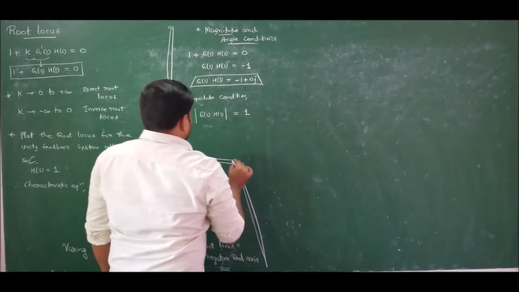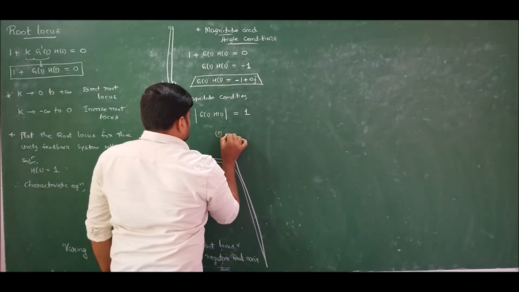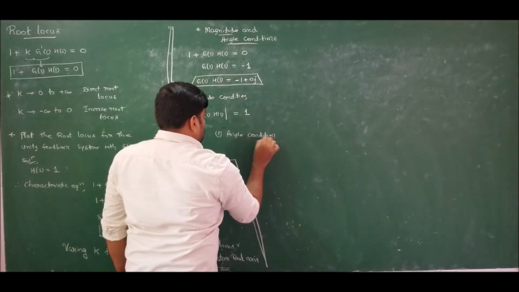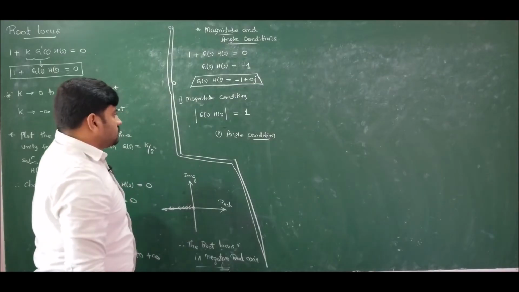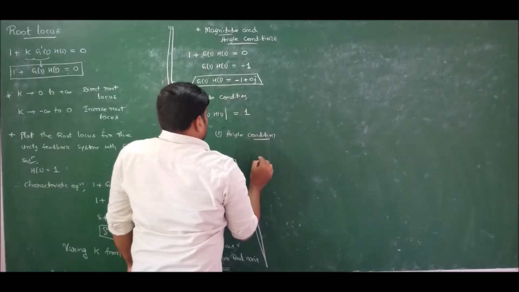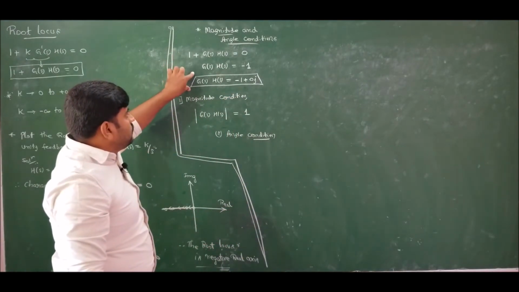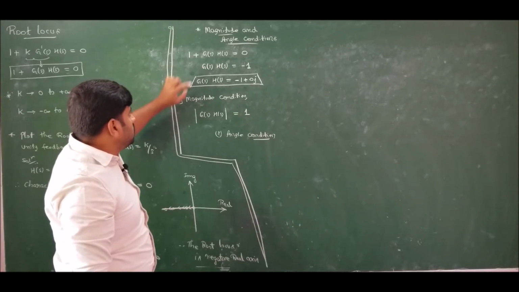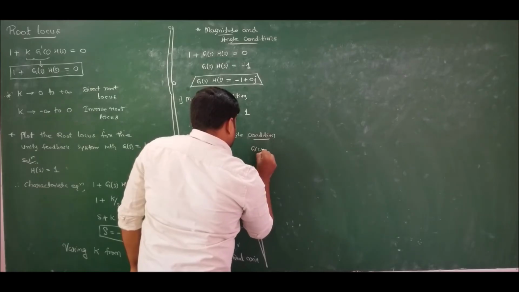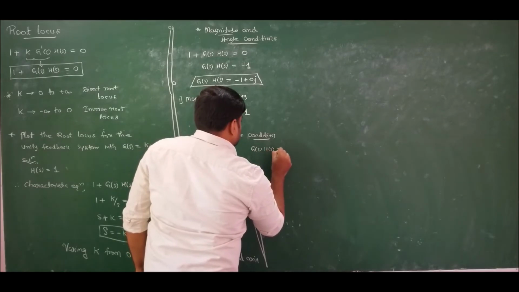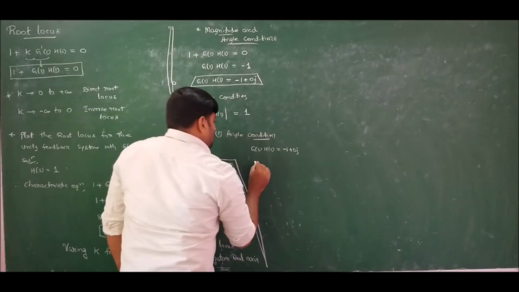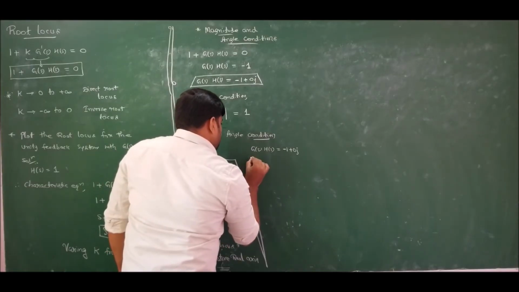Now coming to the angle condition, the second one. The angle condition can be obtained by taking the angle on both sides. In which form do we have this? This is of the rectangular form, right? Now in order to obtain the angle condition, we have g of s into h of s is equal to minus 1 plus 0j. Now convert this into polar form.